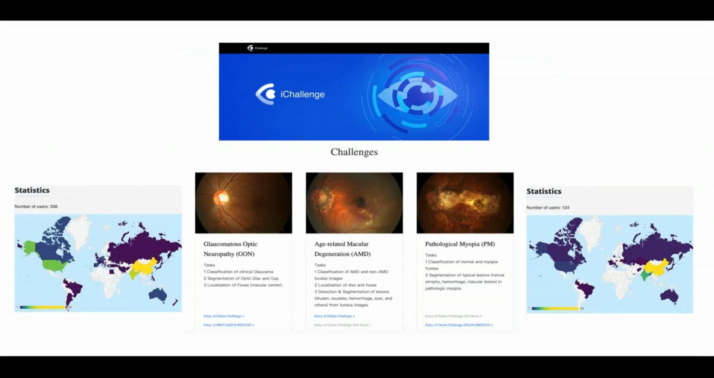Here is the challenge website. Here are the 3 ongoing challenges, and this is the original participation information from the Grand Challenge platform. Now we have transferred to the Baidu platform for better organization. And also for the on-site challenge, now we provide computing power. That means you just run your code on our cloud.